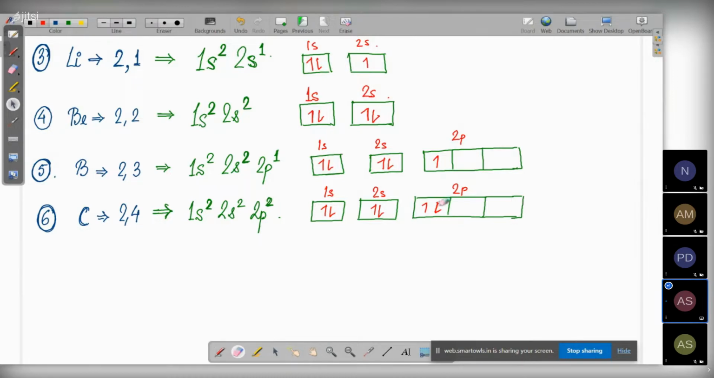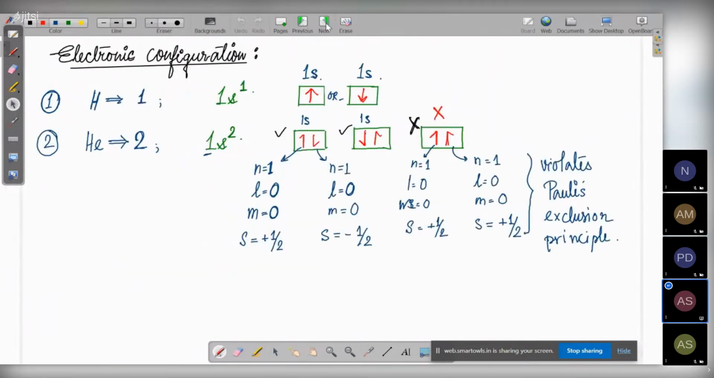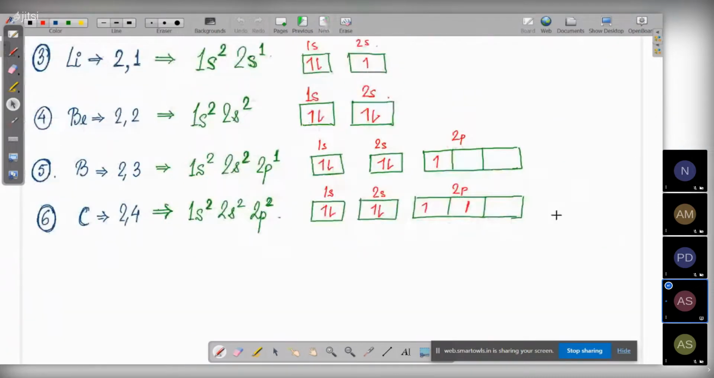So what you have to draw is one electron in this box and the second electron in this box. Another question is, will the arrow be upward or downward? That is also explained in Hund's rule. The spins of unpaired electrons are parallel, so they have to be in the same spin. If this one is upward, then this is also going to be upward, and this too. So this is the box diagram for carbon.